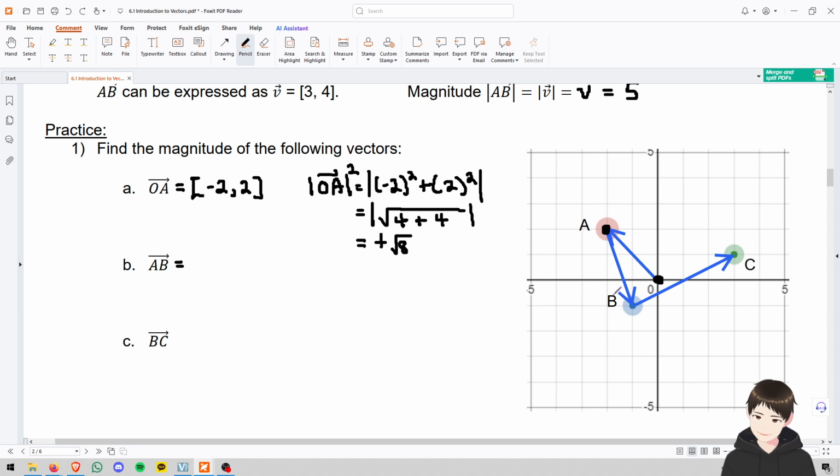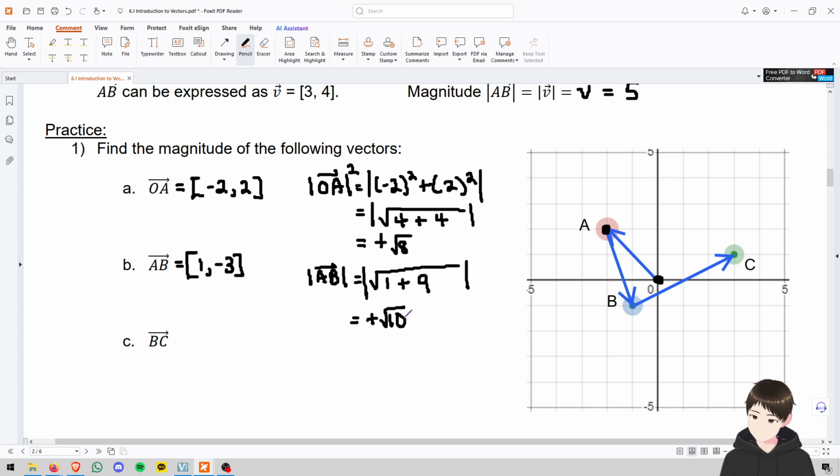Okay, so I'm going to take this and say my horizontal component is a positive 1, my vertical component is a negative 3. Vector AB can be described as 1, negative 3. And with that said, the absolute value or the magnitude of vector AB would be the absolute value, the square root of 1 squared plus negative 3 squared. The answer would be positive square root 10.